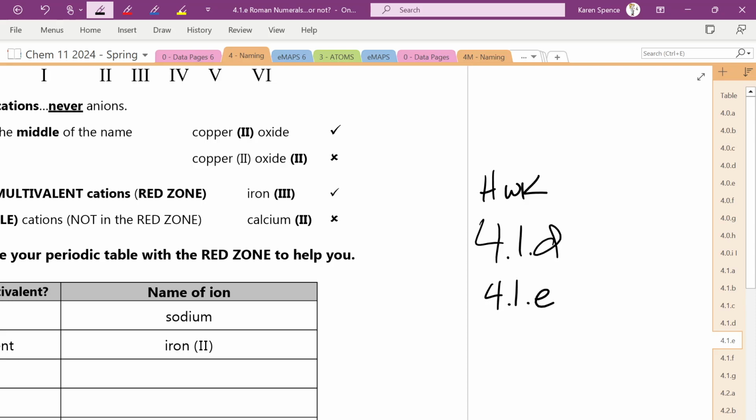Yes. So the periodic table slide doesn't give you a Roman numeral. That's right. Only the red ones or the gray ones in this case. Yeah, those are metalloids and they don't act like metals. They won't have the Roman numeral. Okay.